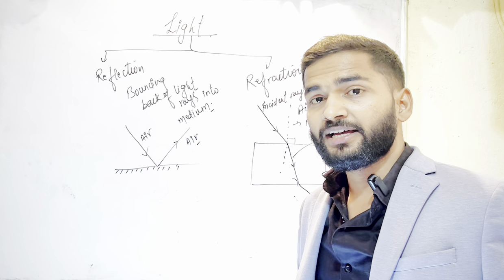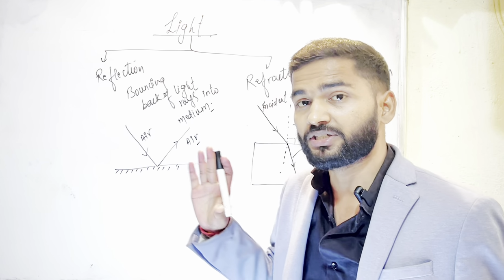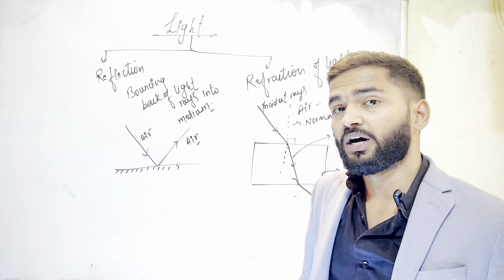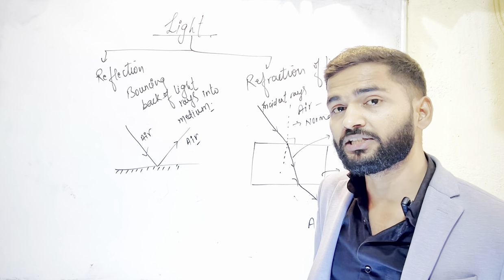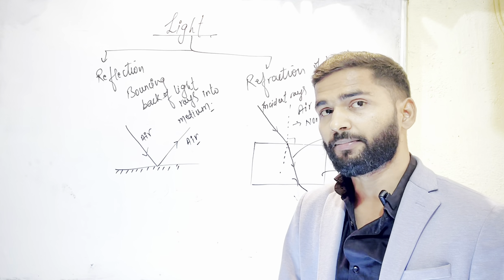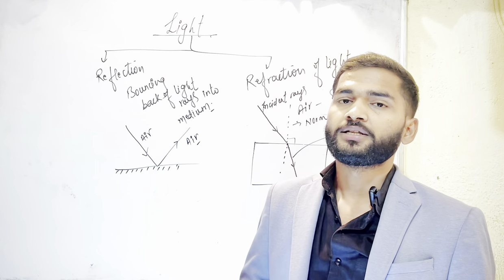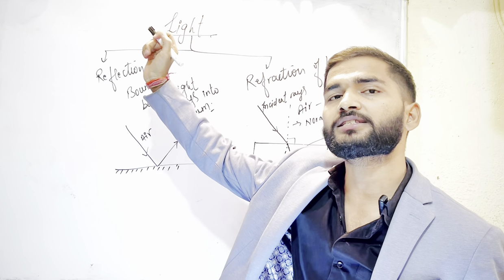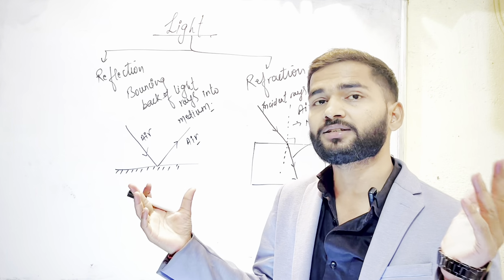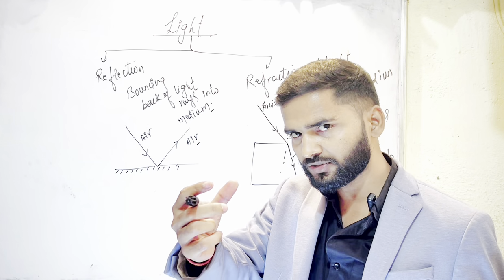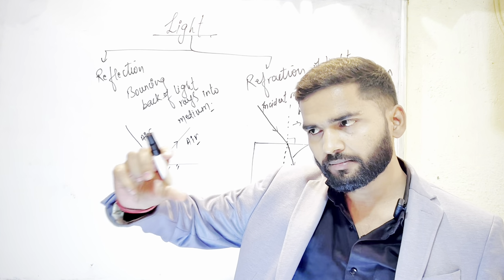So now, as I have discussed the definition of light, how many topics do we have to study in this chapter? There are mainly two topics that we have to study in this chapter. The first topic is about the reflection of light. Reflection means what? The bouncing back of light.